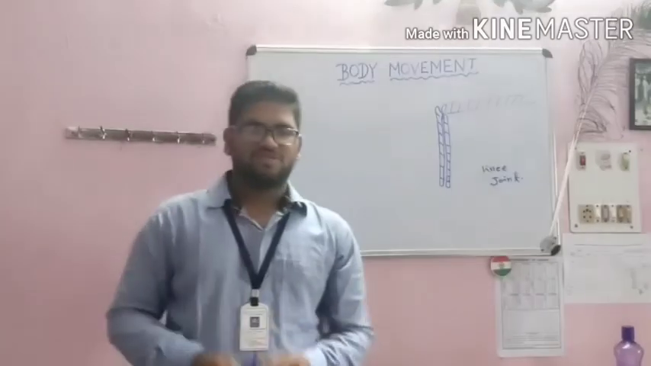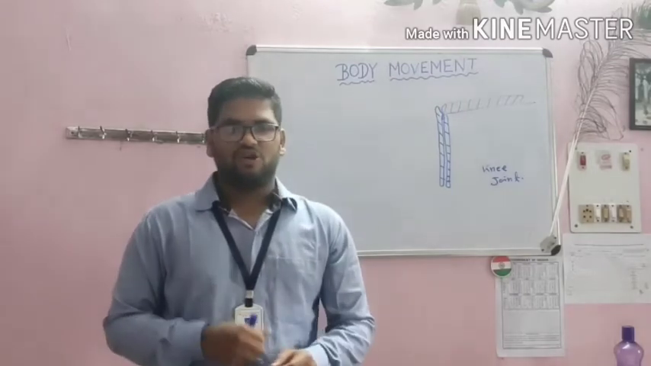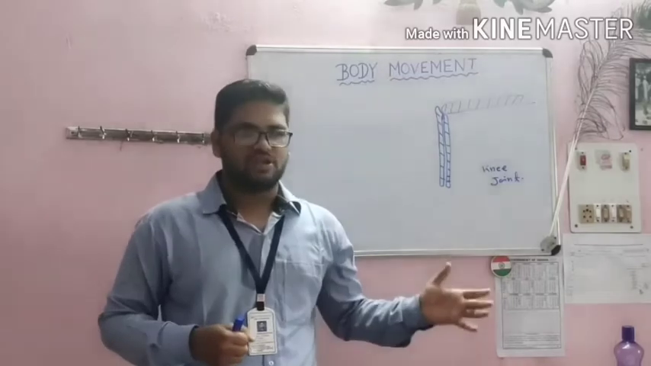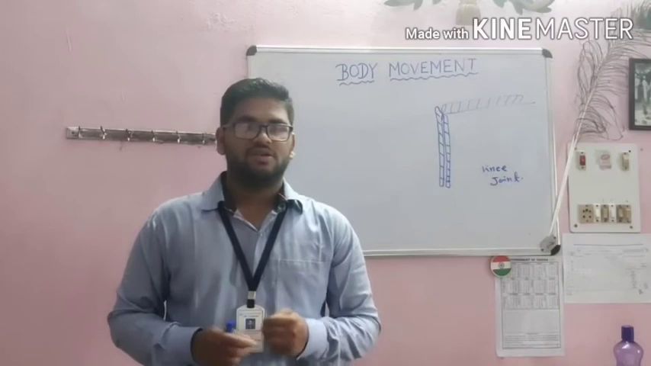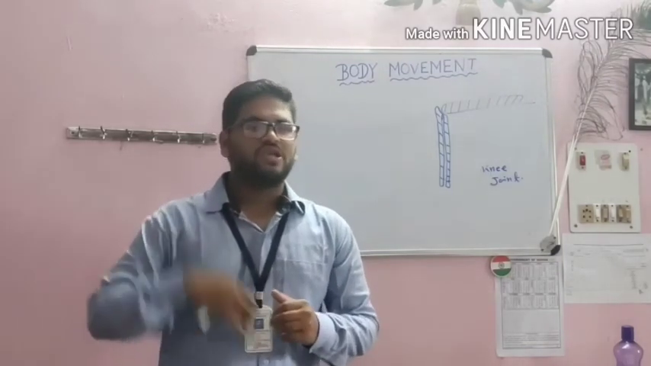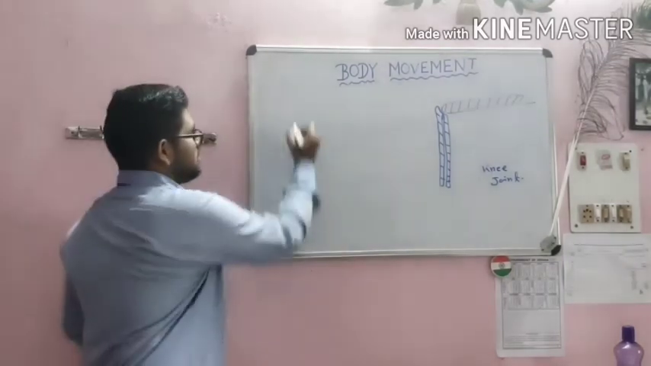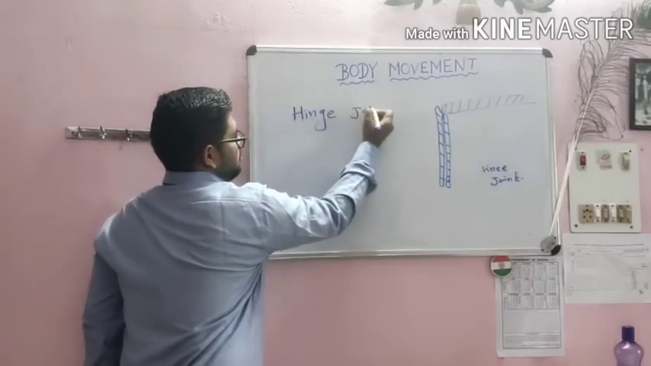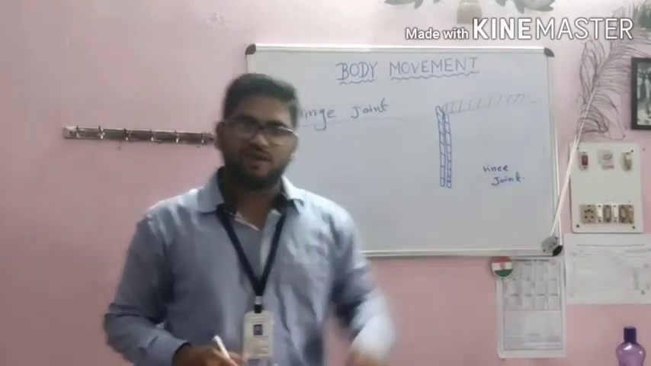So now come to the third type of joint that is present in the human skeletal system, that is called hinge joint. I have already told you that hinges are present in the gates or doors of our home, where the doors are able to open in one direction. Similarly, the joint which allows the movement of bones only in one direction is called hinge joint. So write down the heading, hinge joint. What is the main point of that? It allows the movement of bone in only one direction.